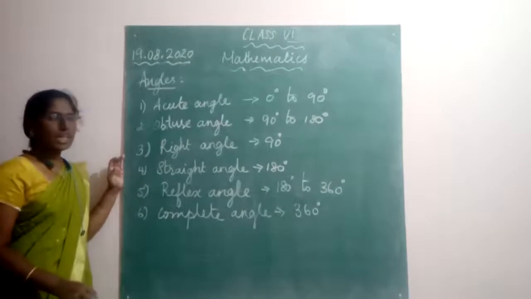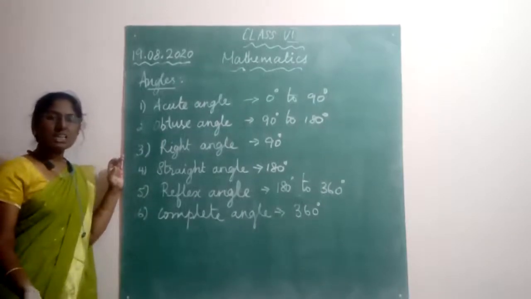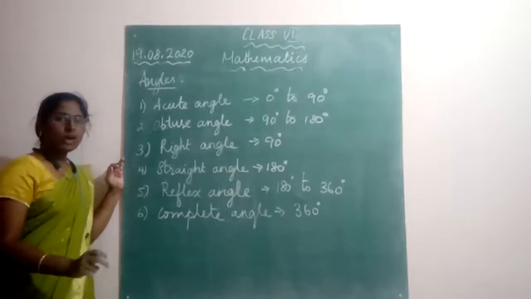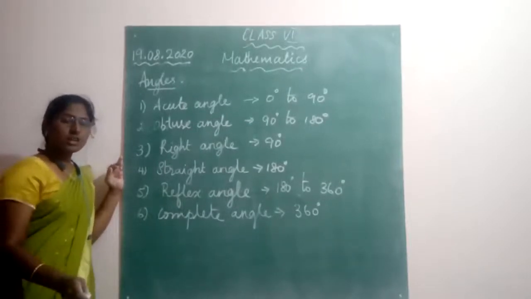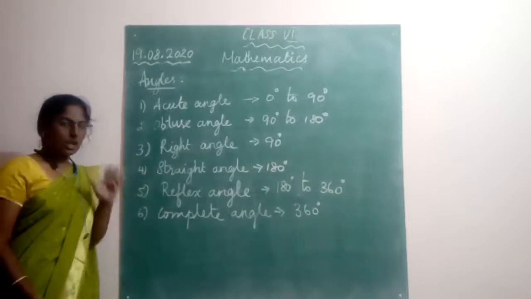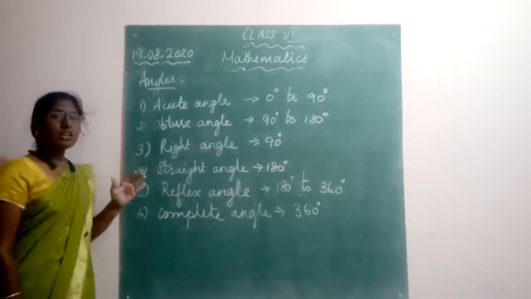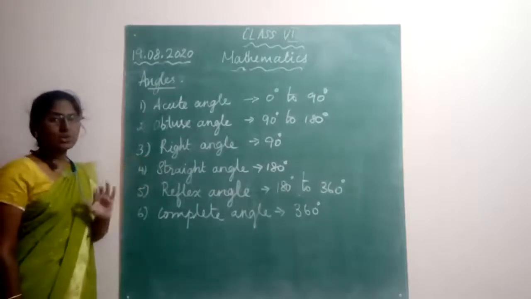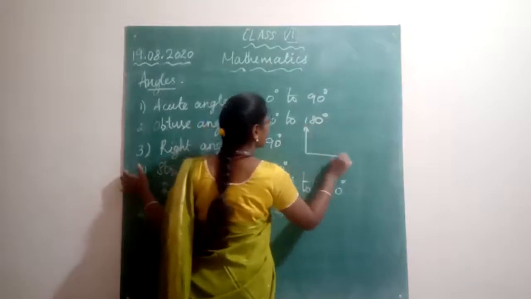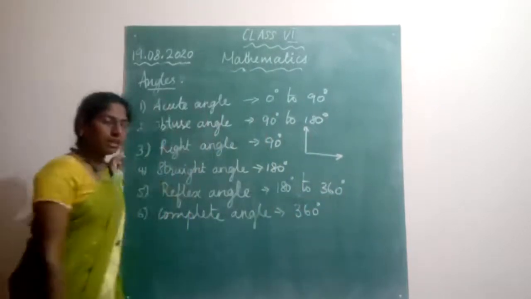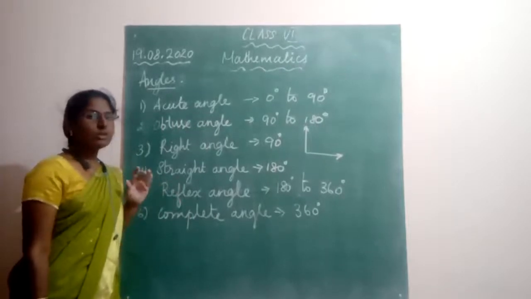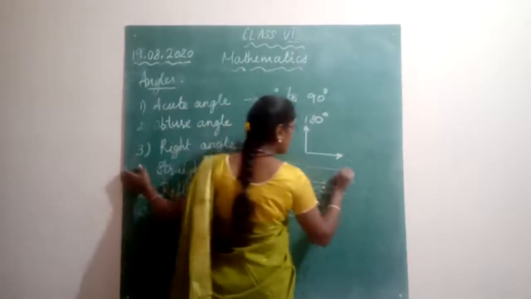Okay, obtuse angle, any angle more than 90 degree but less than 180 degree, like 95, 96, 170, 130. So everything that lies between 90 to 180 degree is known as obtuse angle. So any angle equal to 90 degree is known as right angle. Okay, so the figure of a right angle will be the shape of an L. Okay, next, what is a straight angle? A straight angle is equal to 180 degree, and that is a straight line.